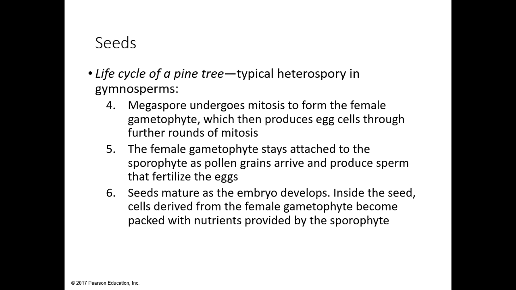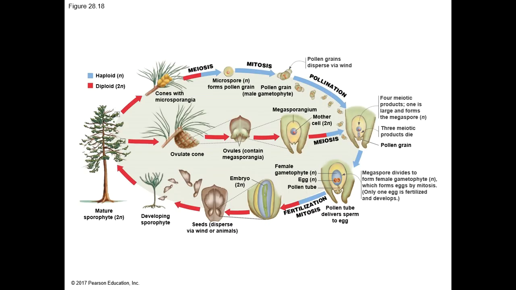The female gametophyte stays attached to the sporophyte as pollen grains arrive and produce sperm that fertilize the eggs. Seeds mature as the embryo develops. Inside the seed, cells derived from the female gametophyte become packed with nutrients provided by the sporophyte. Okay, so let's walk through this and look at the different structures. So here is our mature sporophyte. This is a trait.